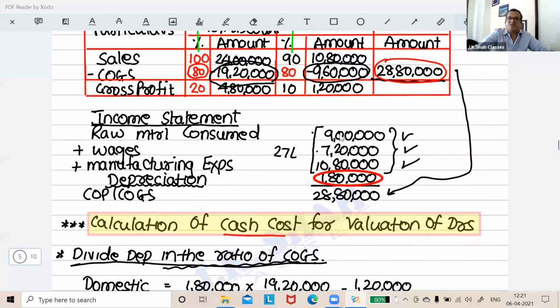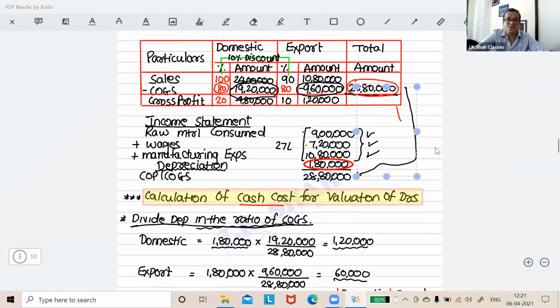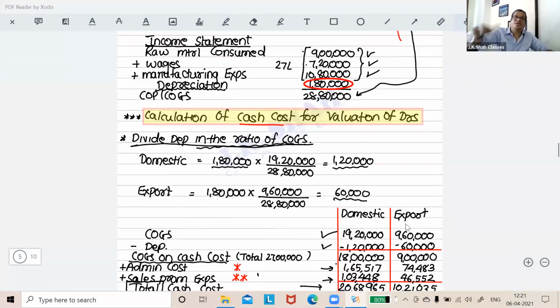So how did you get the ratio of COGS? Guys, 19 lakh 20,000 plus 9 lakh 60,000 is 28 lakh 80,000. So the ratio would be 19 lakh 20,000 divided by 28 lakh 80,000 for domestic, and for export it will be 960 by 2880. So I assume that you understand taking ratio. It's okay, even if you don't calculate. Why take the burden of calculating the ratio? Keep it like that only. 1 lakh 80,000 is depreciation. I will do it into 1920 by 2880. Fine? I get it directly.